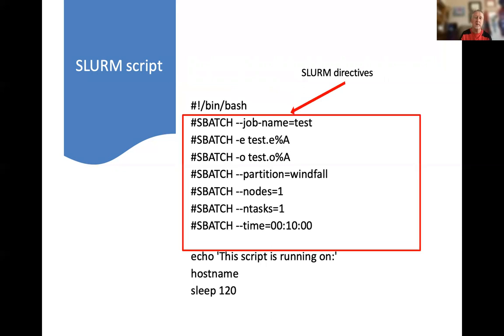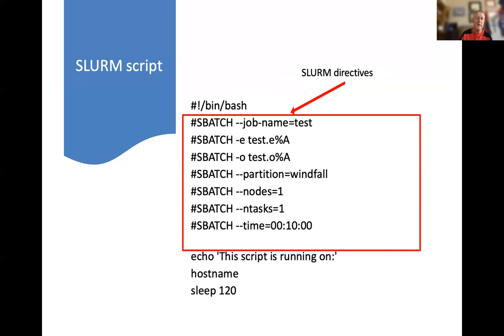All right, the next part is the Slurm directives. So you have to have a job name. You just call it test. We identify where we want our error files, -e and -o output files to go to. And they'll be called test dot e and then the numeric identifier of the job. And then we say where we want it to run. Partition is like queue. So we're going to send it to the windfall queue. Remember that's unlimited, but it can be preempted.